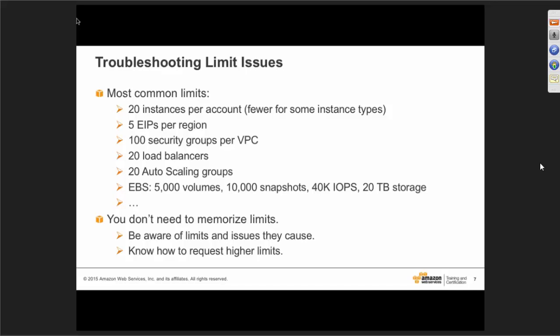I don't like this slide because it has all these limits on here. This is good to know, but you don't need the actual numbers for the exam. So I don't want to spend too much time on it. Just know that there are limits in the account. The one that I would say is very common is just that first one, 20 instances per account. Obviously there are accounts with many more than 20, so they must have gone through the limit increase process.